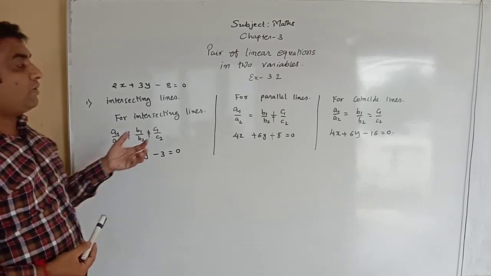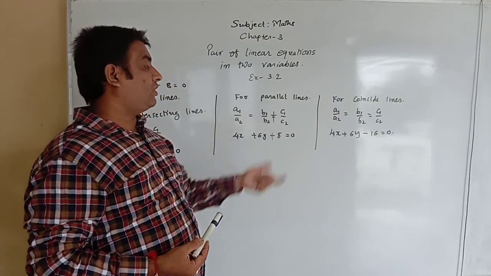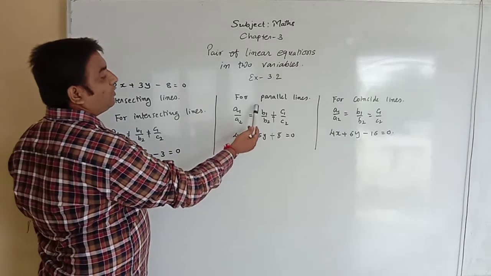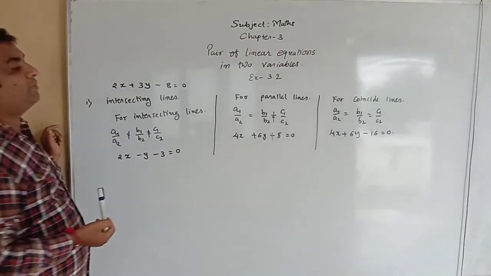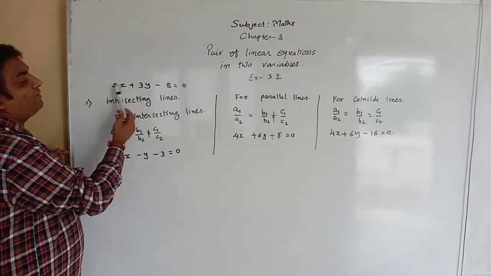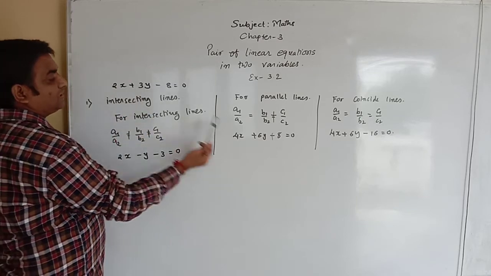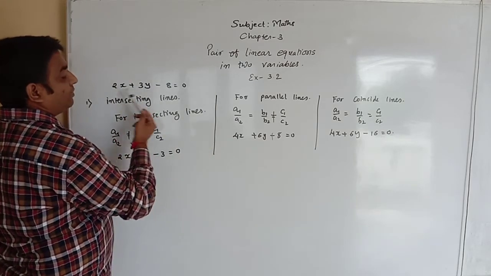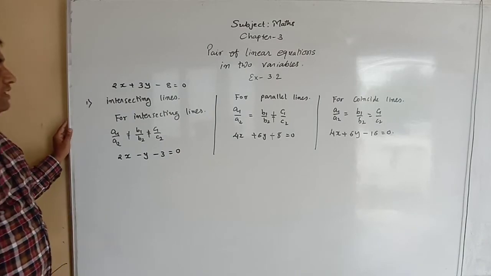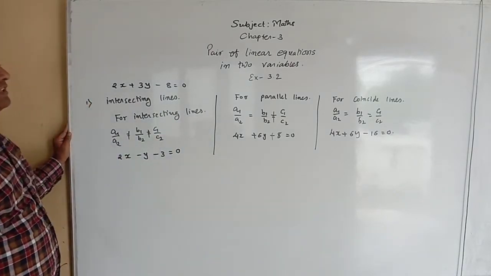Similarly, for parallel lines, a1 by a2 equals b1 by b2 not equal to c1 by c2. So we have to make sure that the a1 by a2 and b1 by b2 ratios remain the same, but c1 by c2 is different. Then we multiply the x and y coefficients with the same value. Suppose we multiply by 2, then 2 to 4 and 3 to 6. So the ratio will be 1 by 2, 1 by 2, and the third value we keep as it is, or we change it here. Then it will give parallel lines.